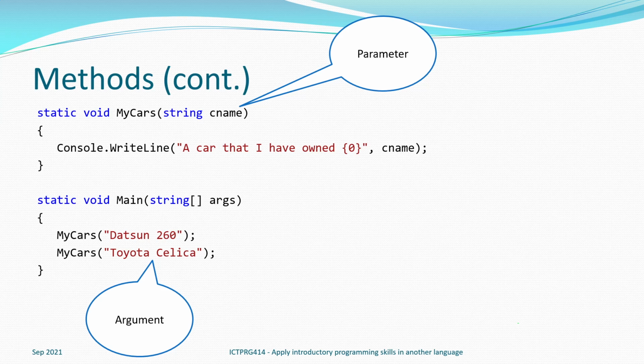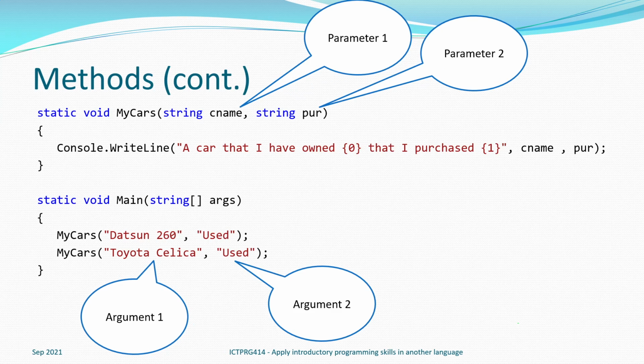Okay, so here's an example. Here, myCars, string cName, so that's the parameter name, and we're going to print a car that I've owned and have a placeholder, and then the variable. And then when we execute it, we define what that argument is going to be so that it knows what to print each time it's executed.